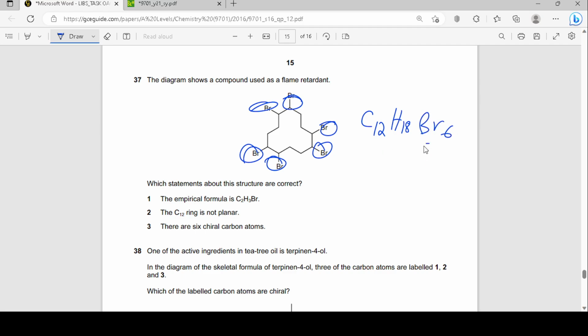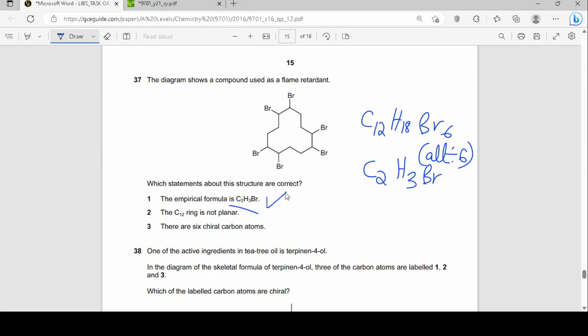Now all of these come in the 6 times table, right? So we can divide them by 6. So we get C2H3Br. Is that the same thing? Yeah, it's the same thing. So this is right. The C12 ring is not planar. That is also right. I'll tell you why it's right.